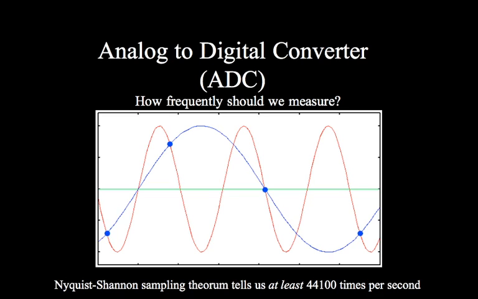So I brought up the Nyquist Shannon theorem in our last lecture. This is the sampling theorem from Claude Shannon and Harry Nyquist that tells us that the sample rate should be at least 44,100 times per second. And that has to do with the upper limit of human hearing in terms of frequency.